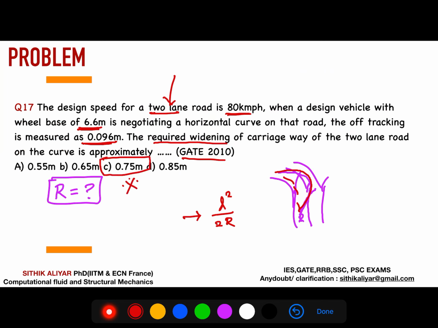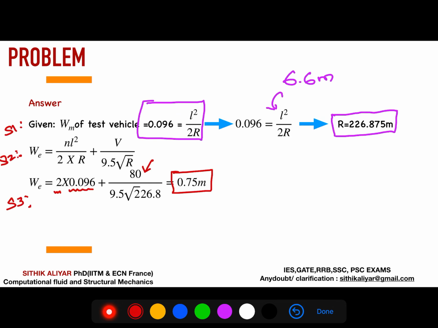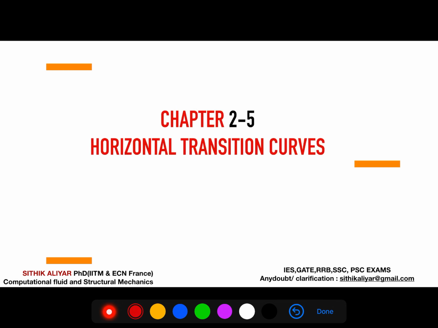Okay, so this completes quite a few problems in extra widening, and also some problems in super elevation. We will solve more and more problems in super elevation also in the topic of transition curves. One of the steps will be finding the super elevation. So we will see more and more problems in super elevation in this chapter 2.5 also.